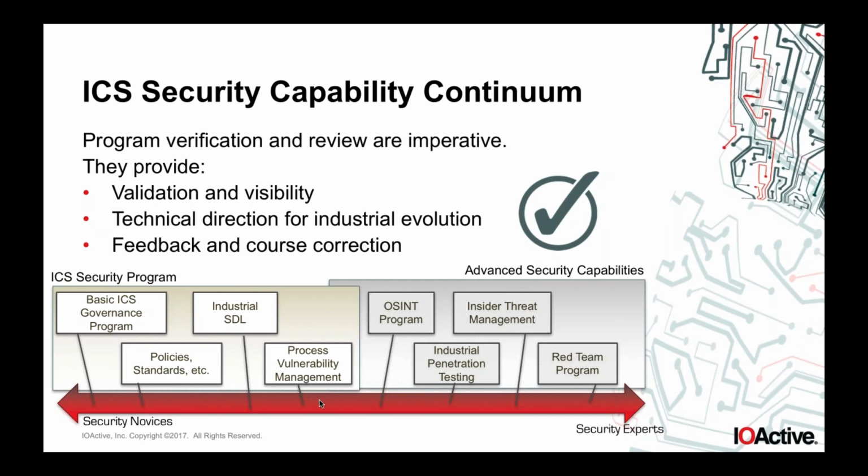Then we have process vulnerability management. Now we have the devices, but we also have the communications infrastructure and the process itself. What happens if I open this valve and change that sensor or deny that communication? We need to understand what's going to happen if I lose visibility or if that sensor gives me a false reading. We need to look at those things.